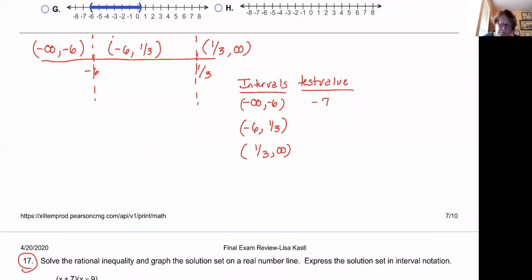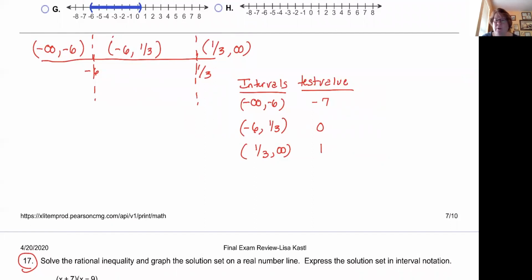Negative 7 is to the left of negative 6, so why not use it? Between negative 6 and 1/3 is 0, and 0 is the easiest number to test, so I'm going to use that. And then anything to the right of 1/3, well, I'll pick 1. All right, and then I need to evaluate this function at each of these test values and see what happens.